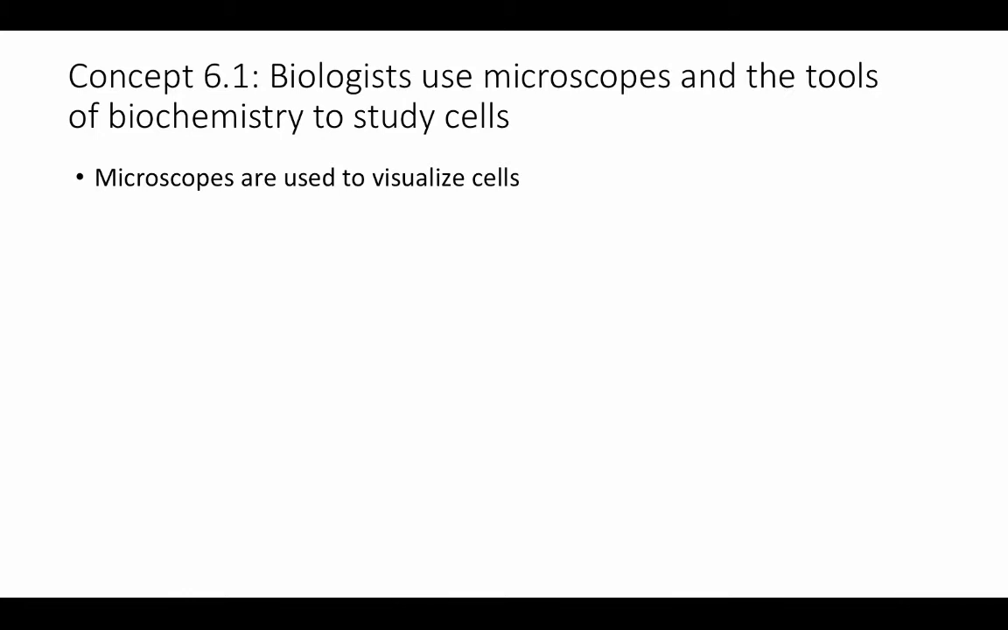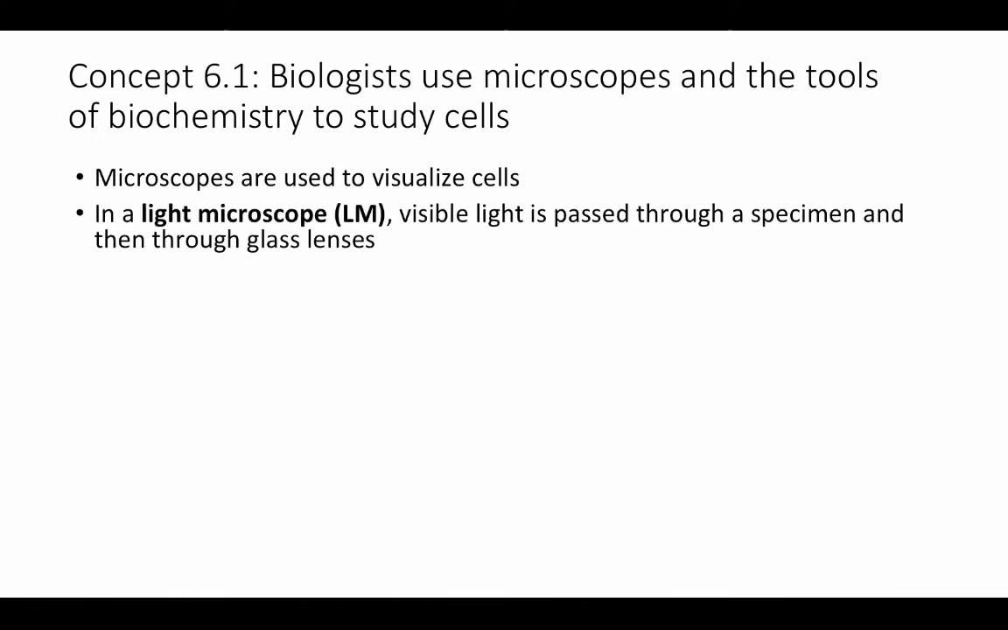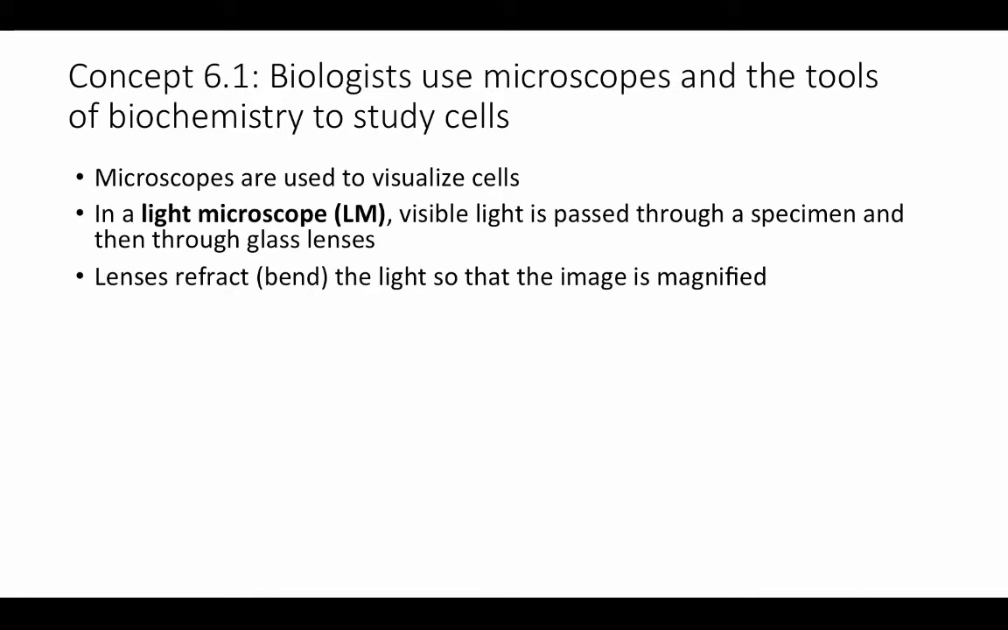What's inside of cells? Obviously, microscopy is a very useful tool to be able to magnify these cells and be able to see the cell shape, the cell structure, and even inside the cells to look at the organelles. So in a light microscope, visible light is passed through a specimen and then through a glass lens. So those lenses are then going to bend the light and magnify the image so that it's visible to the human eye.